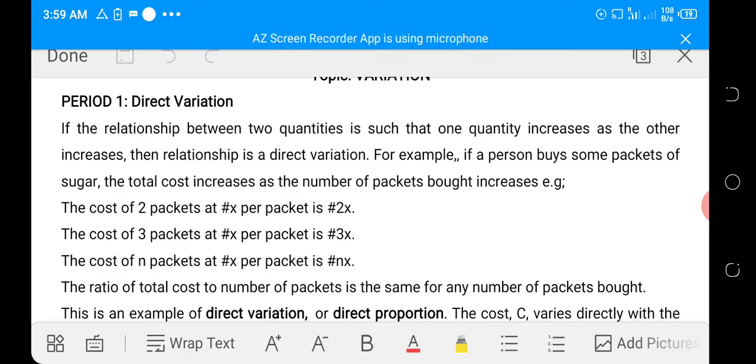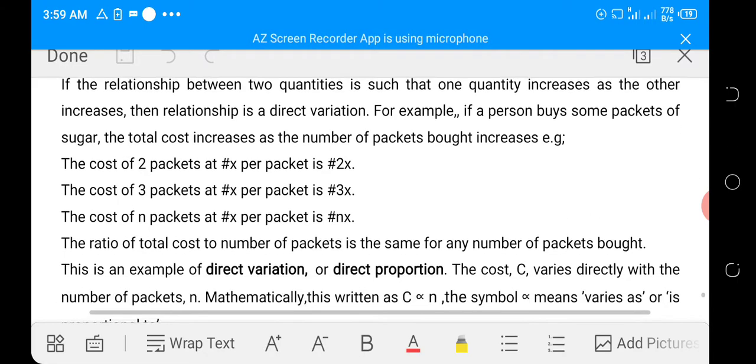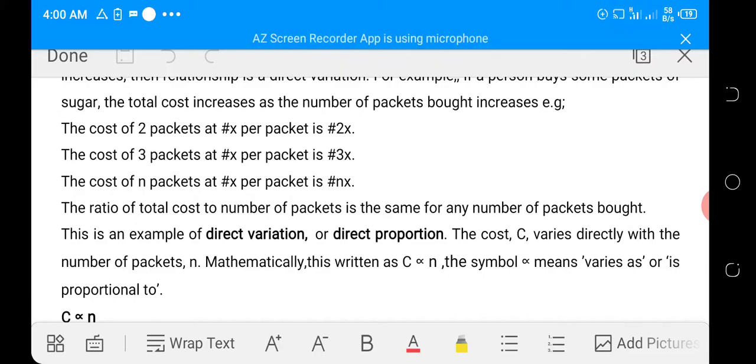So that's what they mean by the ratio of the total cost to number of packets bought is always the same. So this is an example of direct variation or direct proportion. The cost varies directly with the number of packets N bought.